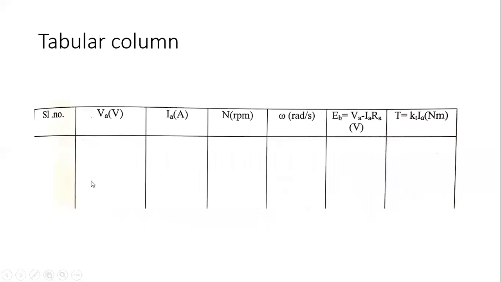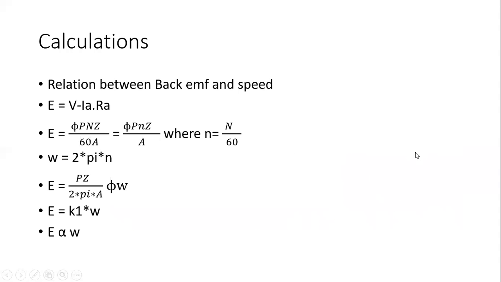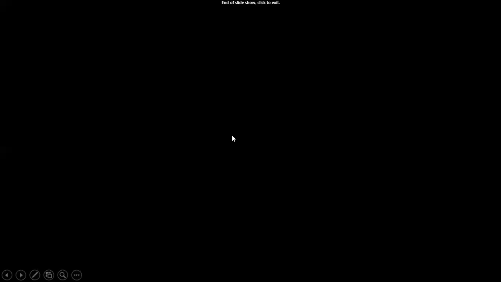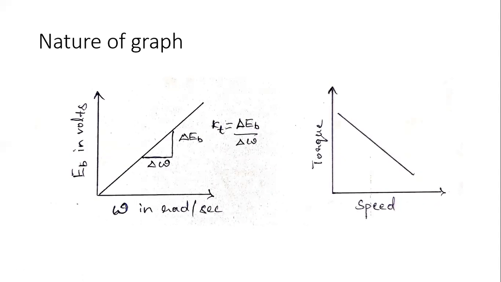As we have seen in the calculation part, torque is equal to KT into IA. We have recorded different values of IA, and we have found this value of KT with respect to the slope that we find in the characteristic of back EMF versus speed. Correspondingly, we find out the torque parameter. So if you notice here, after finding KT and multiplying it with different values of IA, we'll be able to find the torque. And the speed we would have already calculated in the radian per second value.